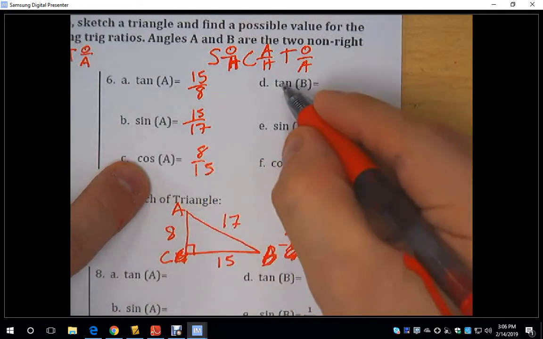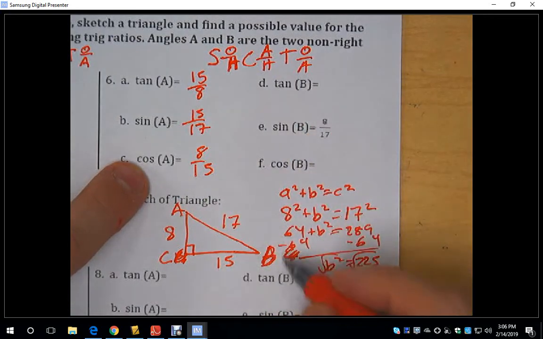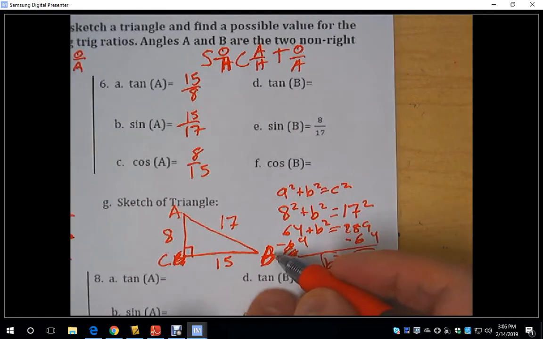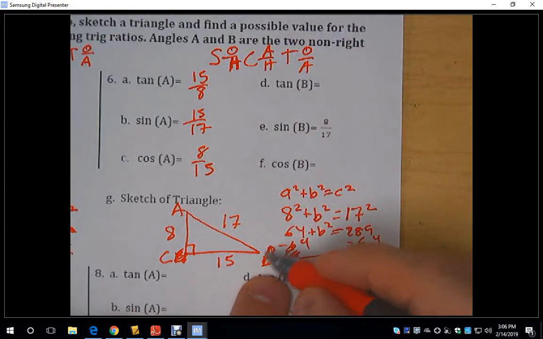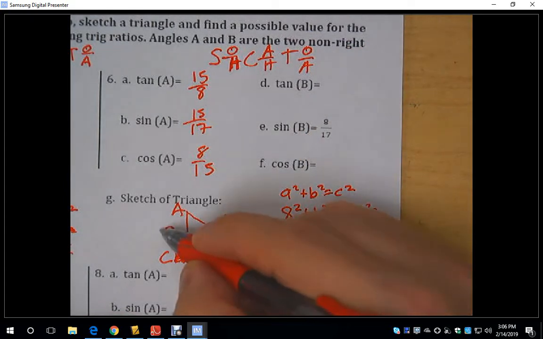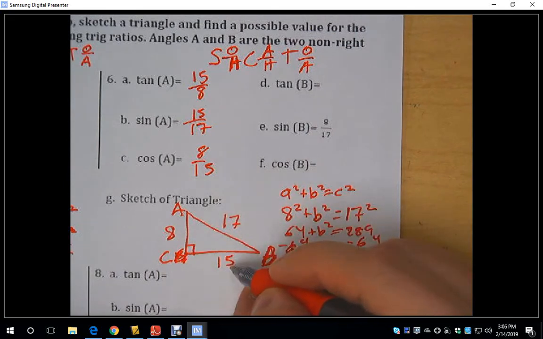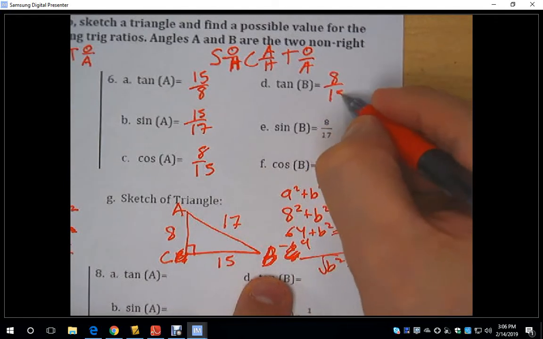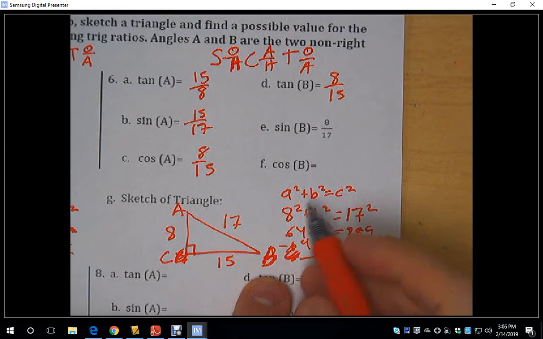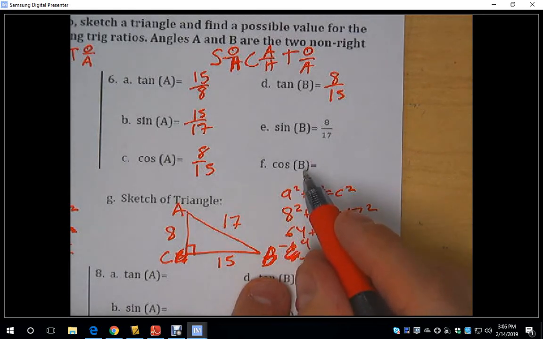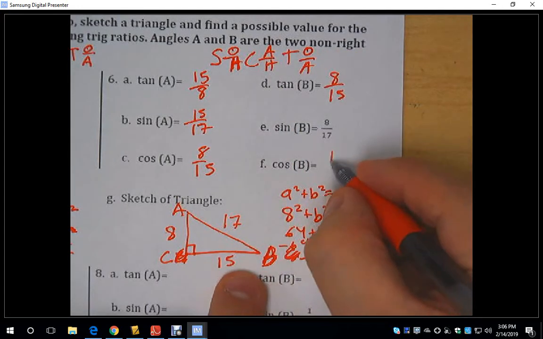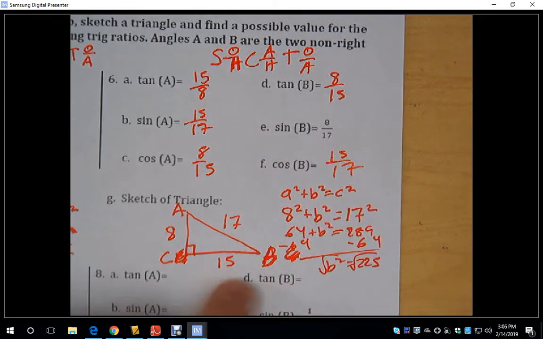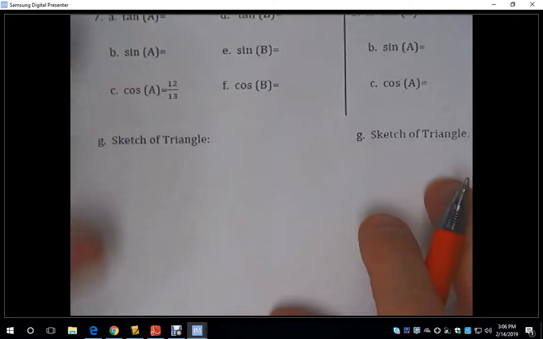Tangent of angle B, we're looking at things from a different perspective now, from angle B. Tangent is opposite over adjacent. From the perspective of angle B, opposite is 8 over adjacent 15, so 8 fifteenths. And then cosine of angle B, adjacent over hypotenuse, is 15 over 17. All right, let's do another one.